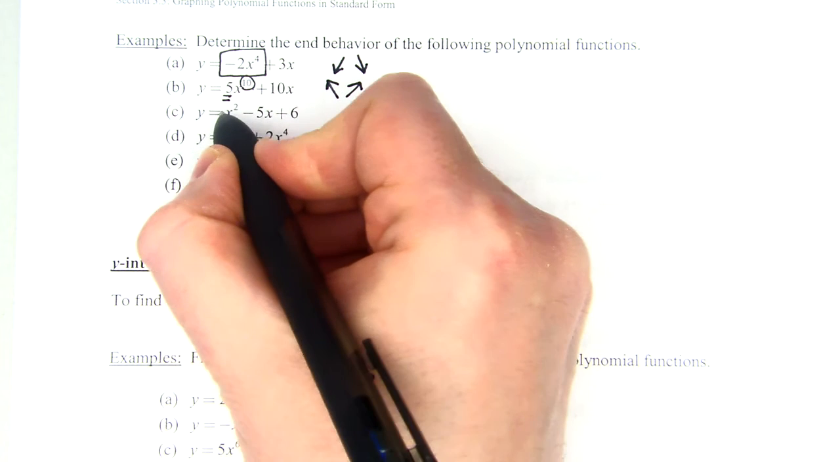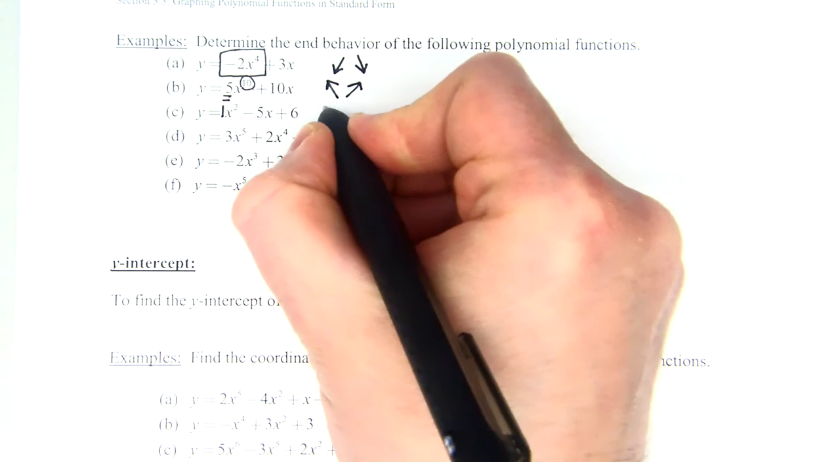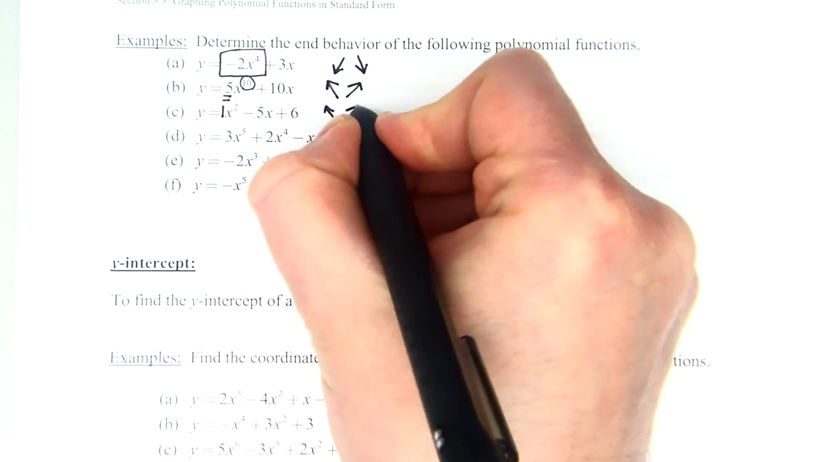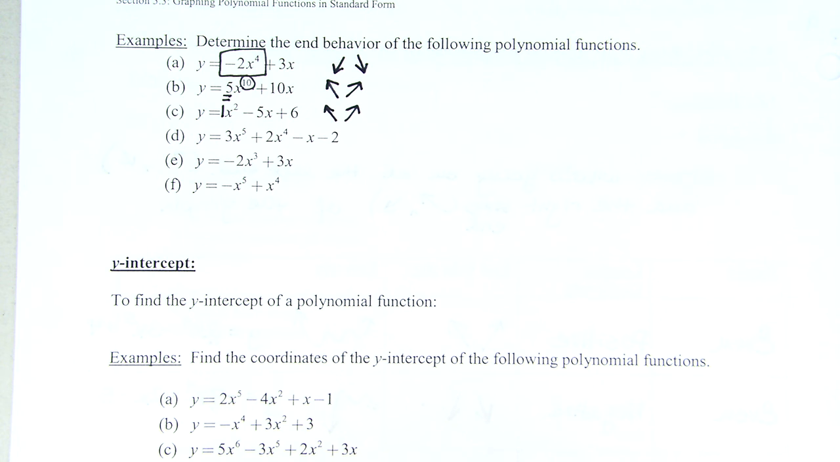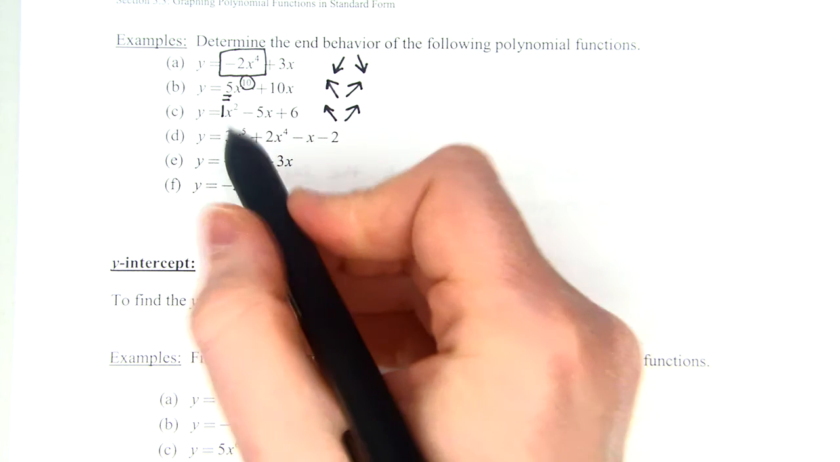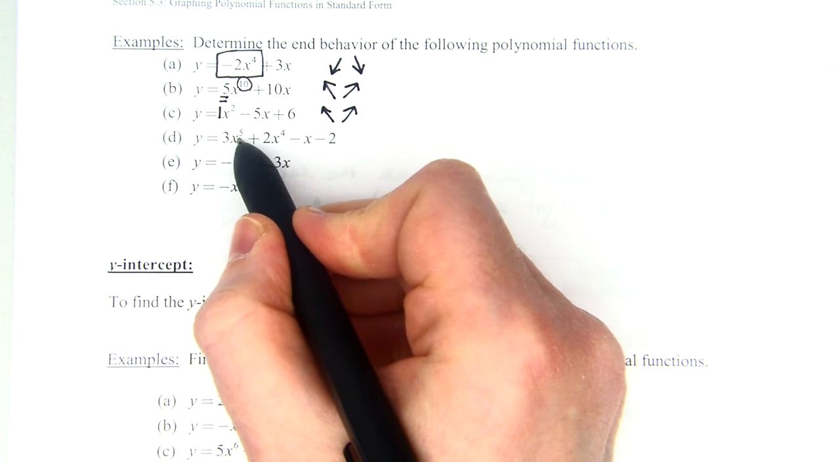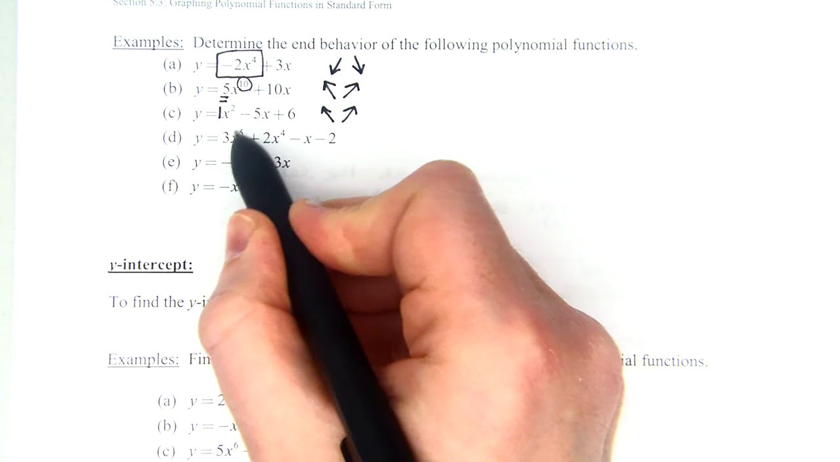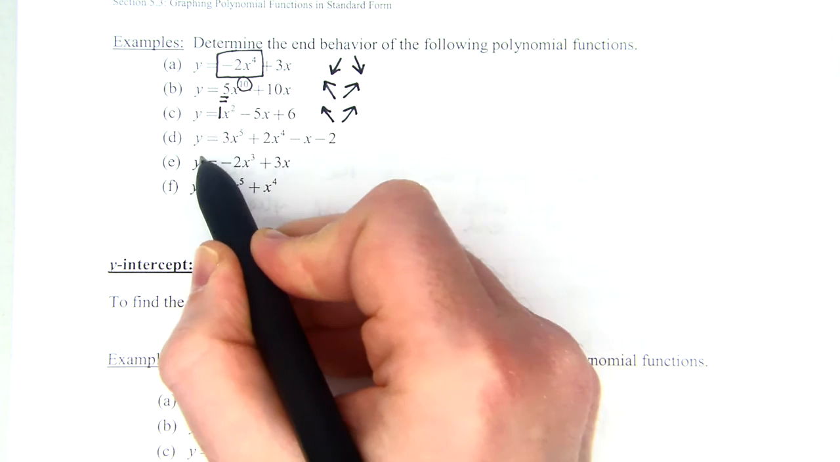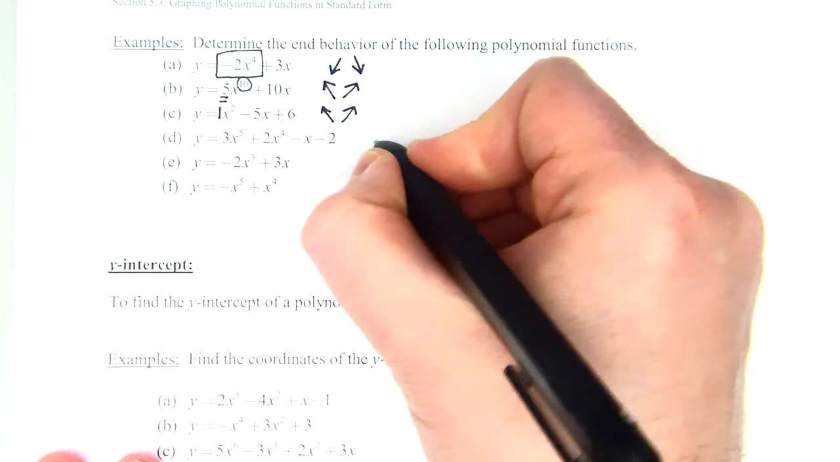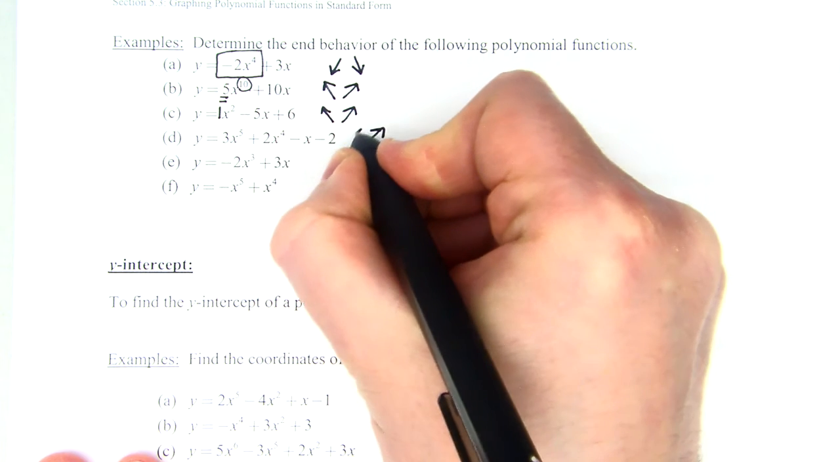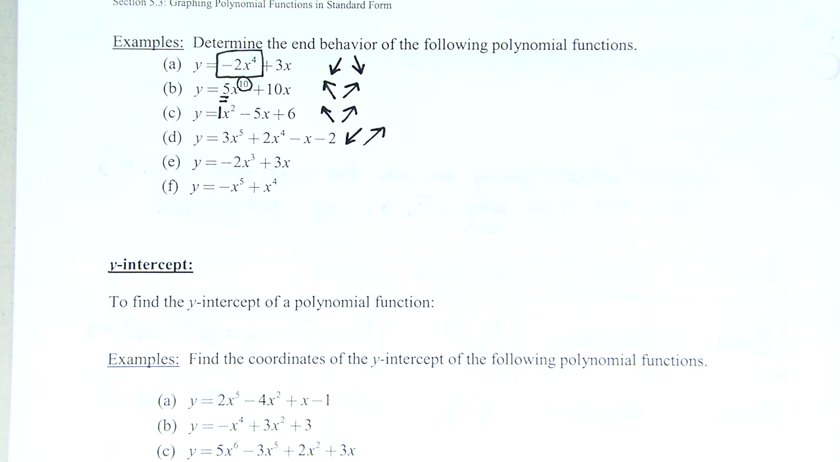Even degree, positive leading coefficient, you're going up and up. What's the answer to D? Odd degree, so they're going in different directions. Positive leading coefficient, so you're going to end by going up. You're going to start by going down. Down to the left and up to the right.